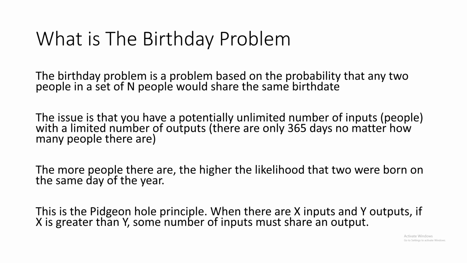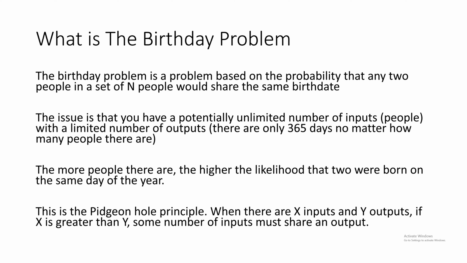So what is the birthday problem? The birthday problem is based on the probability that any two people in a set of n people would share the same birth date. So if you had 50 people, it's the probability of two of those people being born on the same day of the year, like January 1st, January 2nd, 3rd, and so on.